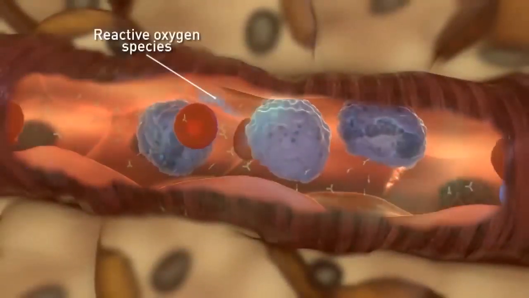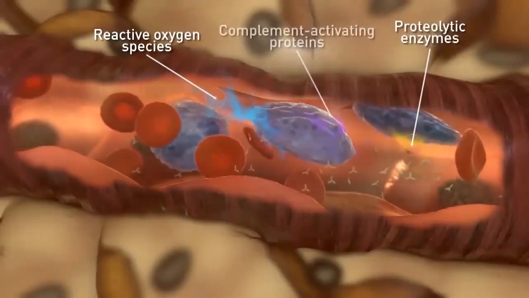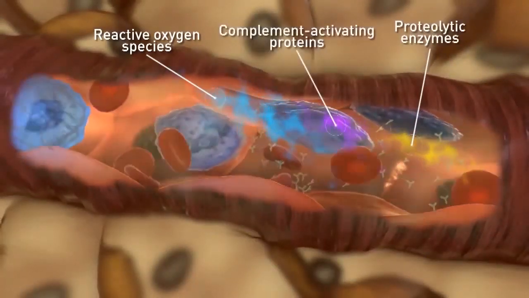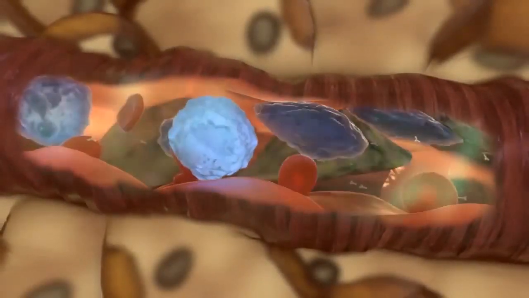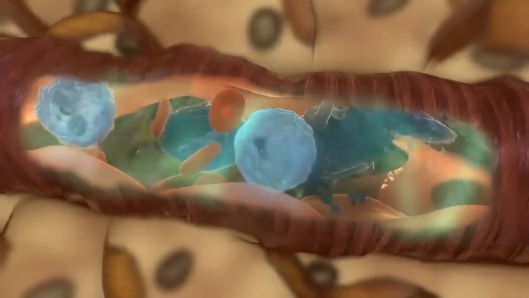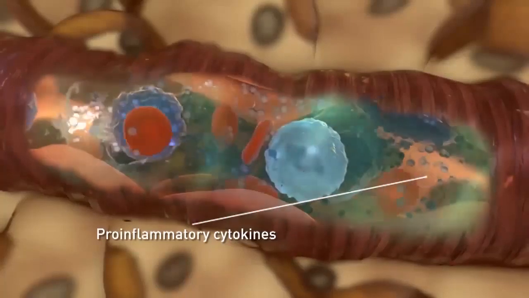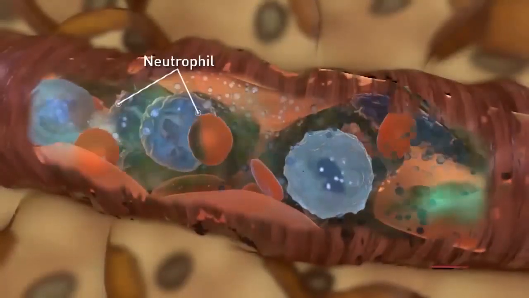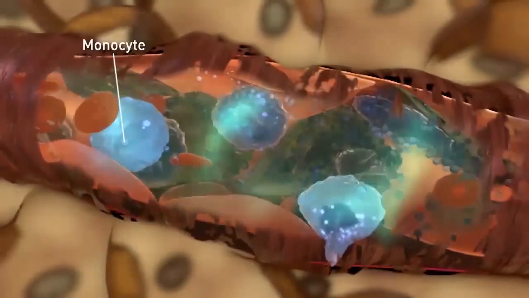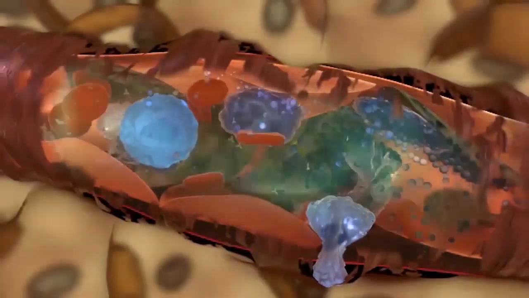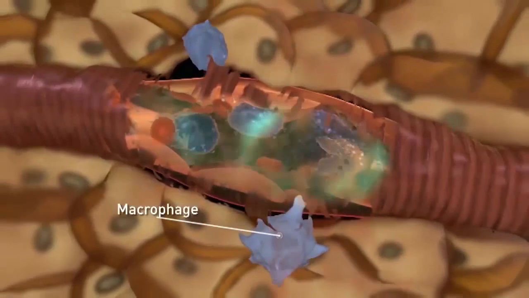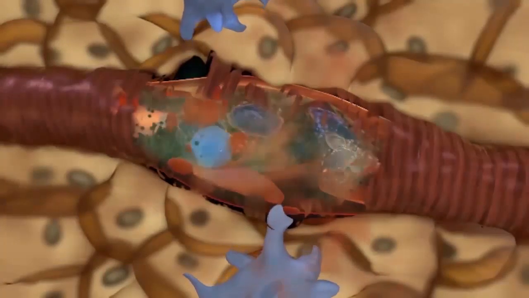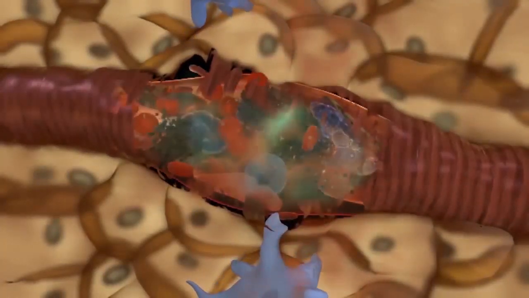Reactive oxygen species, proteolytic enzymes, and factors that activate the alternative complement pathway are released, causing damage to the endothelium and vascular wall. The ANCA-activated neutrophils release additional pro-inflammatory cytokines that recruit more neutrophils and other inflammatory cells. Monocytes, which can be activated by the same processes as neutrophils, can also contribute to the process by differentiating into macrophages. ANCA-activated neutrophils and other inflammatory cells, such as lymphocytes and monocytes, infiltrate and destroy the vessel wall.